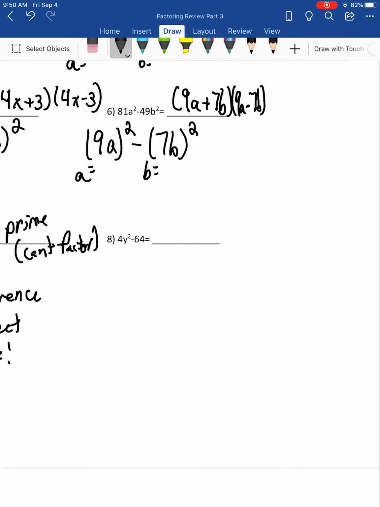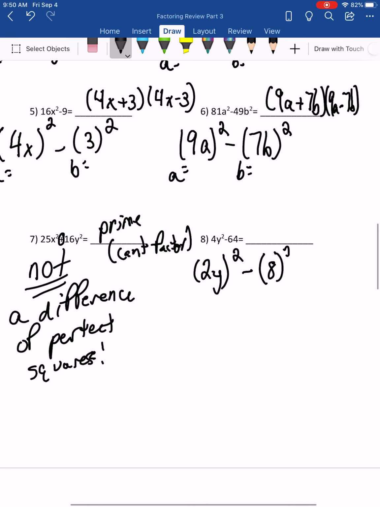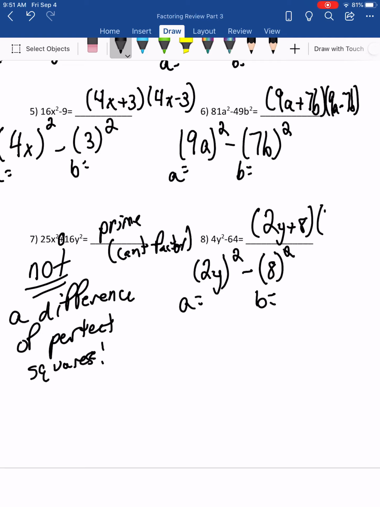Okay, last one, 4y squared minus 64. Okay, so 4y squared, yeah, we can write it as 2y squared minus 64, so that's going to be an 8 squared. So a is going to be 2y, b is going to be 8. So that'll factor as 2y plus 8 times 2y minus 8.